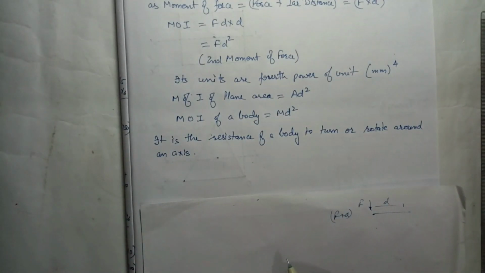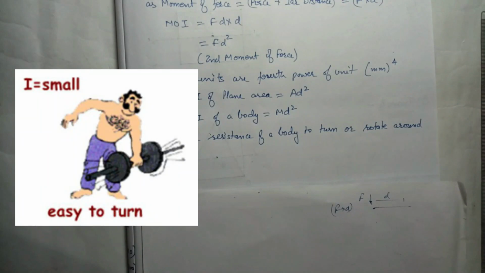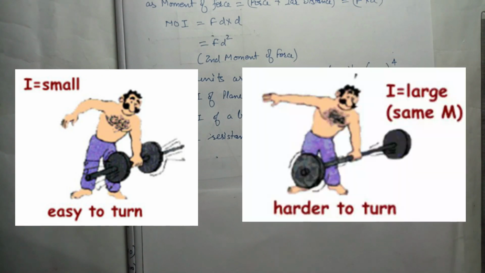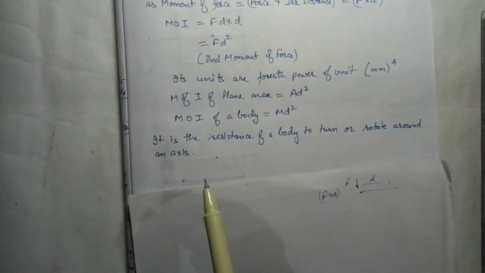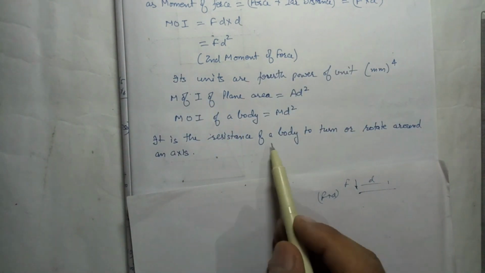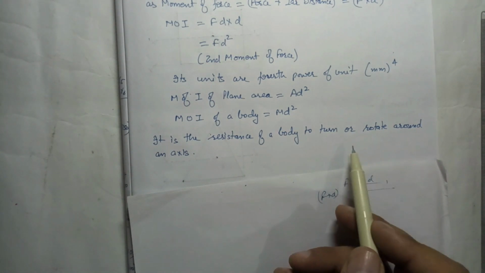I have given you one example. Let's say this bodybuilder wants to rotate these dumbbells about his wrist. Now the weight is near to the wrist, so it is very easy to rotate. But if we shift the weight to the end of the rod, now the distance is increased, so its moment of inertia will increase. Moment of inertia is the resistance of a body to rotate or turn around the axis.